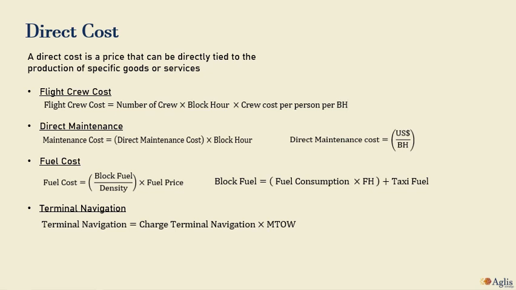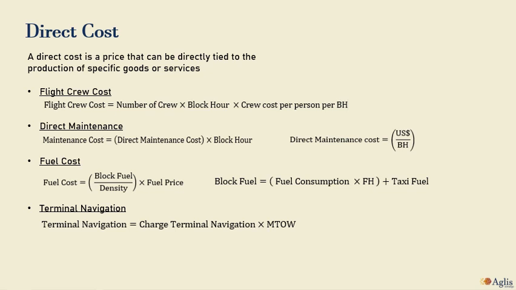To find flight crew costs, we use this formula, where the number of crew is multiplied by the block hour and crew cost per person per block hour. For direct maintenance, we multiply the direct maintenance cost, which is in USD per block hour, by the block hour to find the maintenance cost.